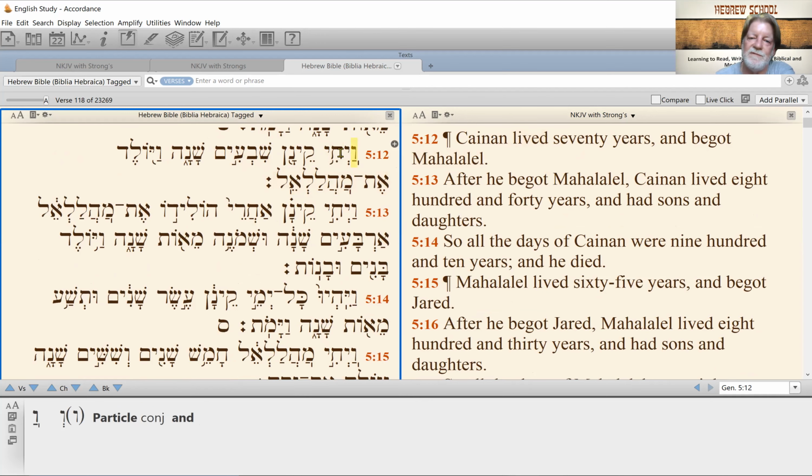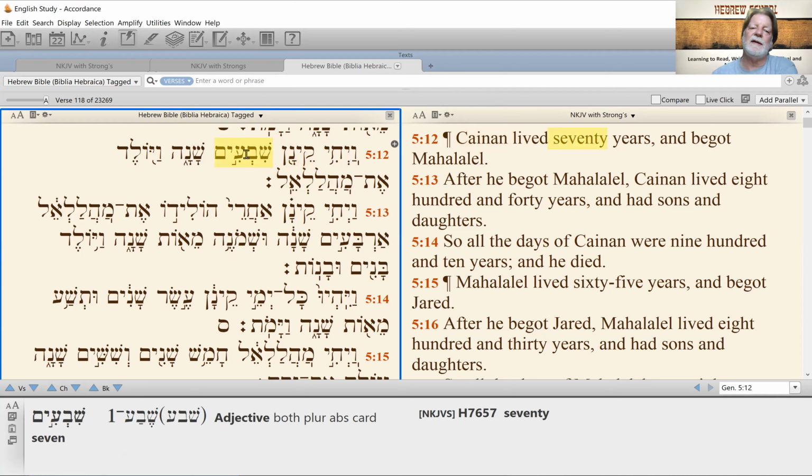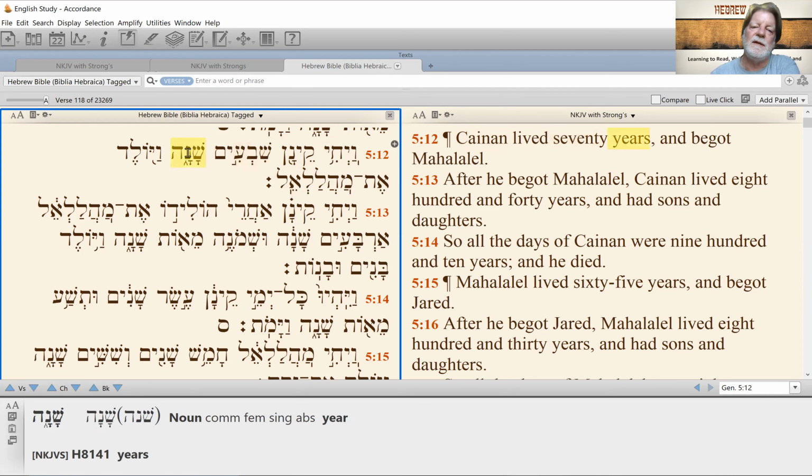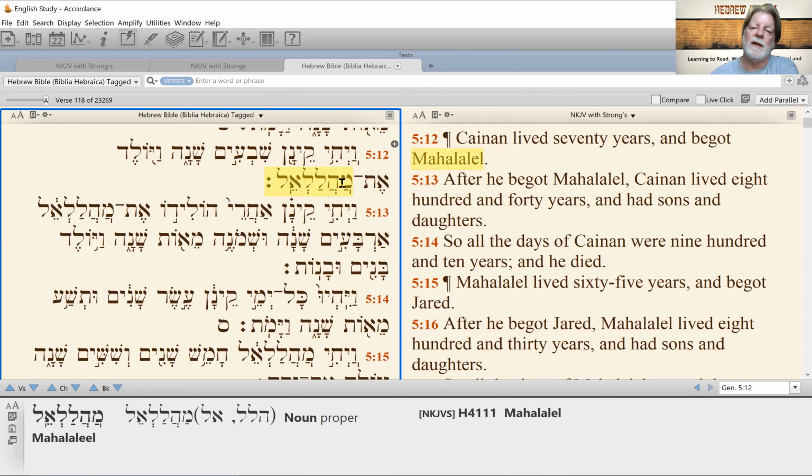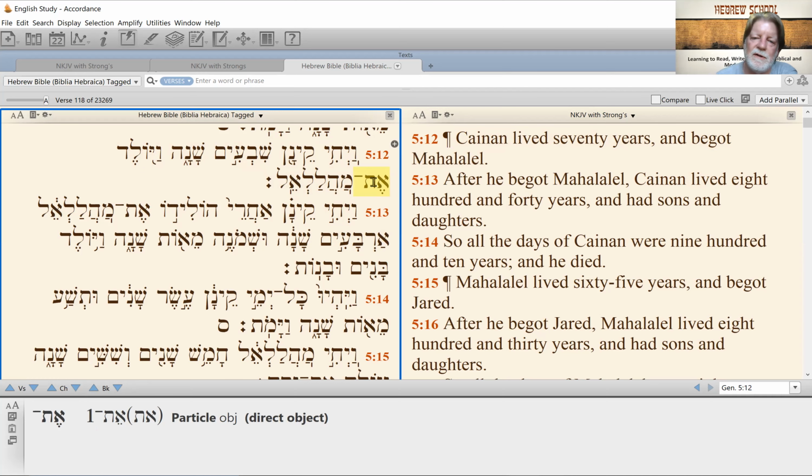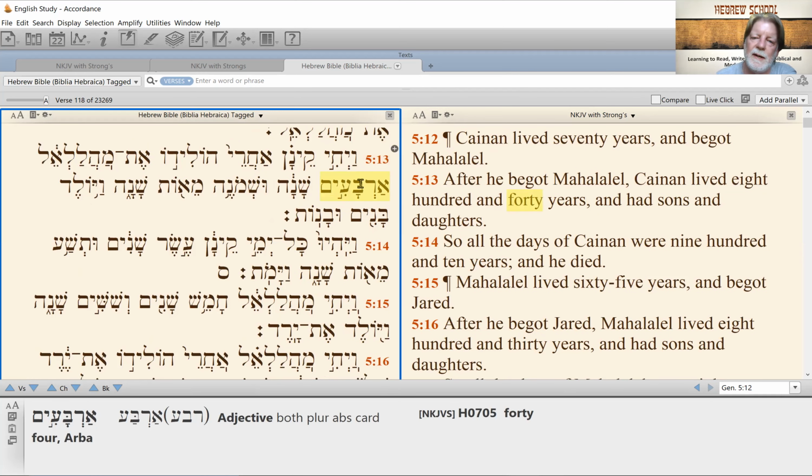Verse 12, Vayahi, and he lived, Canaan, Shivaim, Sheva is 7, Shivaim is 70, Shana, years, Yoled, he caused to be born, direct object indicator, Mahalalel. Mahalalel is his son's name. I could probably quit saying direct object indicator too. I think you've probably got that down by now.